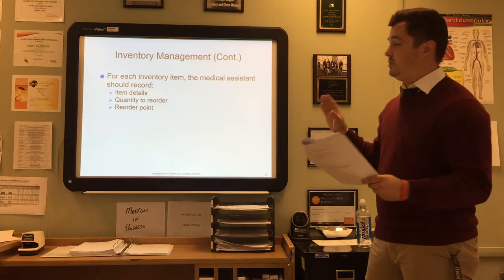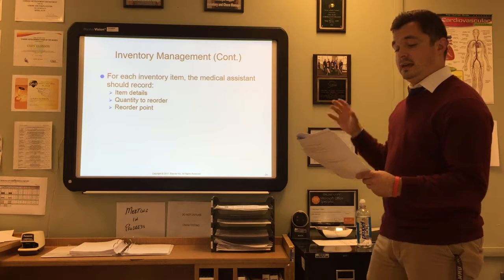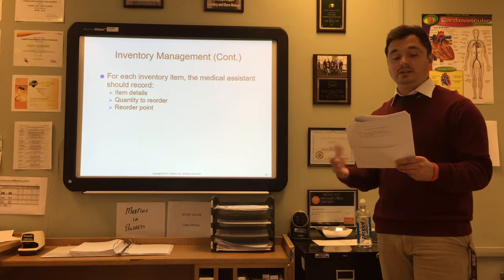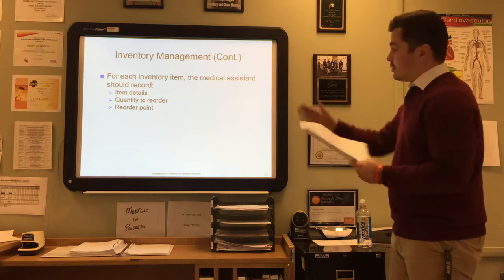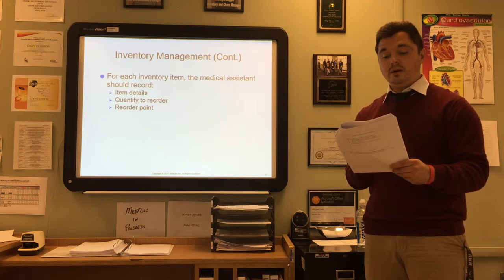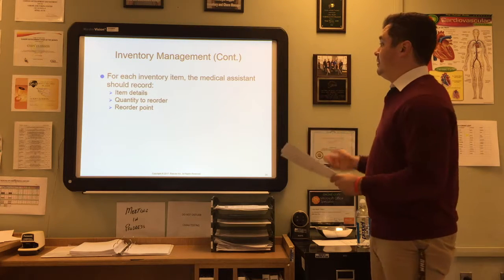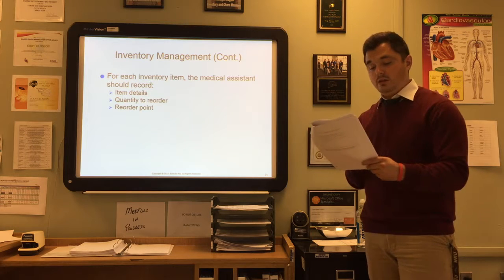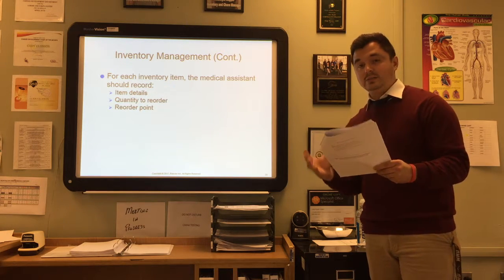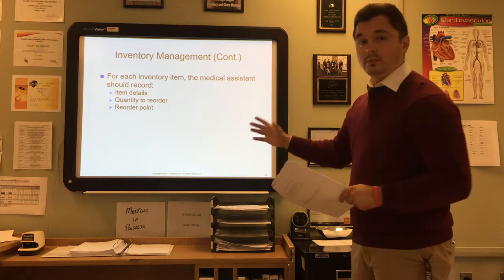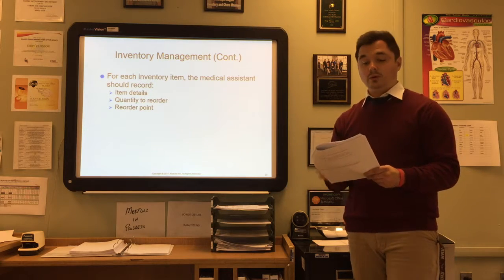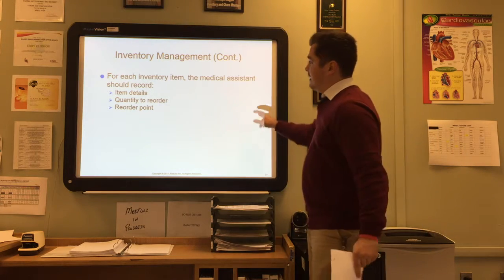For each inventory item, the medical assistant should record the following. We saw the list, but you need to be able to record these. The item details can include the name, the size, the quantity, the item number, the supplier's name, and the cost. The quantity to reorder, which I talked about a little on the last slide, depends on the amount of product used per buying cycle. And then the reorder point is when the quantity of an item gets to a specific number, indicating that it needs to be reordered. Like I said, the reorder point was 5. Once you get down to 5 units available, you need to reorder at that point. And that's all that means.